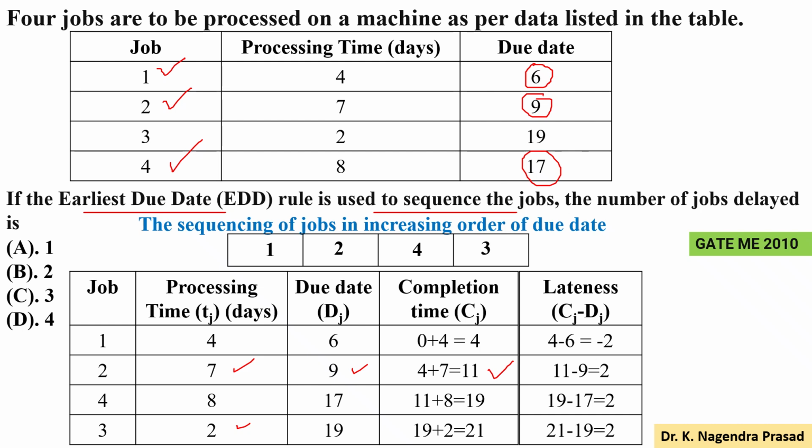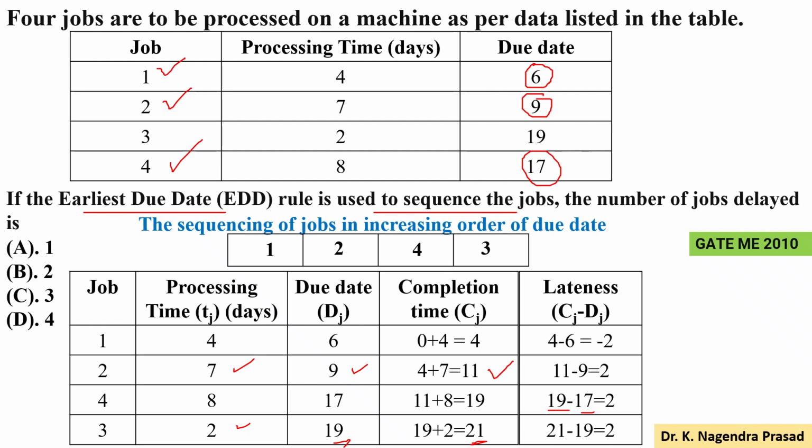And for the next job 4, completion time is 19 and due date is 17. So lateness is 2. And next for job 3, completion time Cj is 21 and due date is 19. So 21 minus 19 is equal to 2.